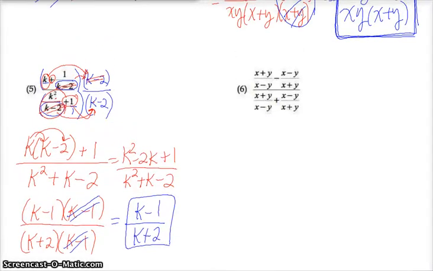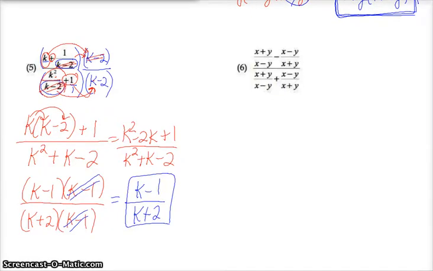And finally, the last one, best for last. Looks like a doozy, so let's try it out. So I look at my denominator, and I have an x minus y, an x plus y, an x minus y, an x plus y.